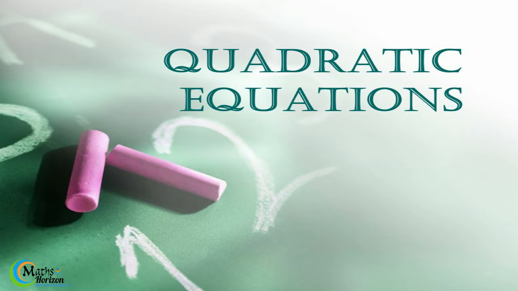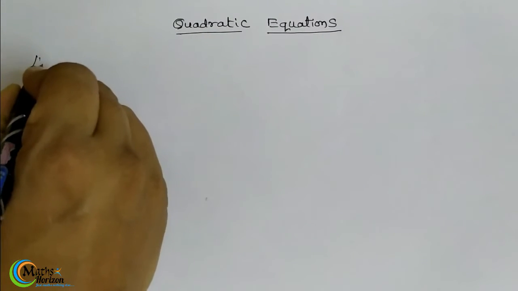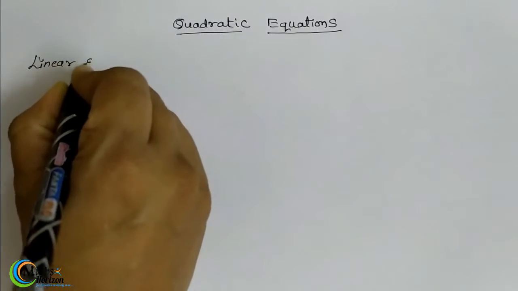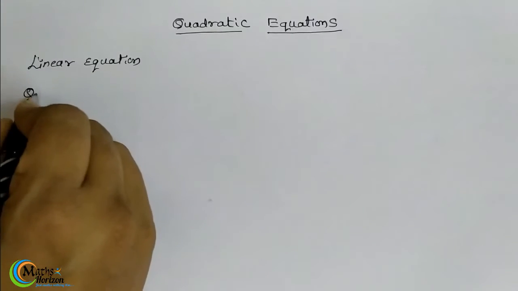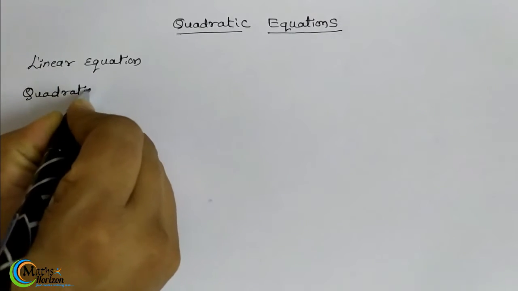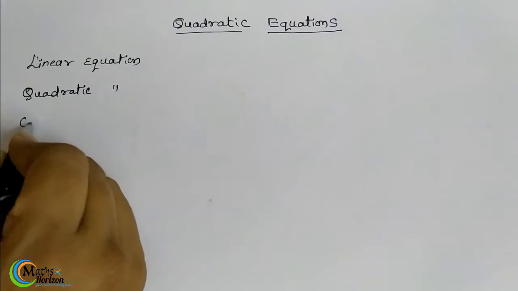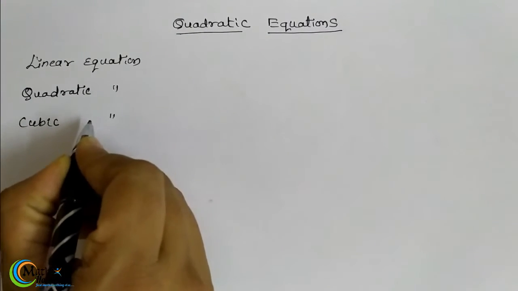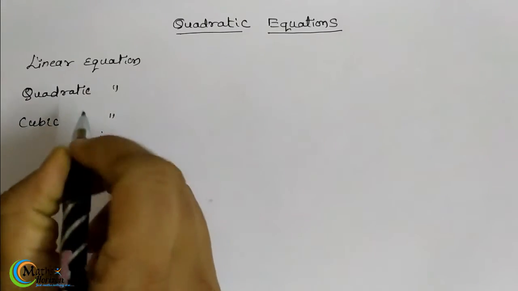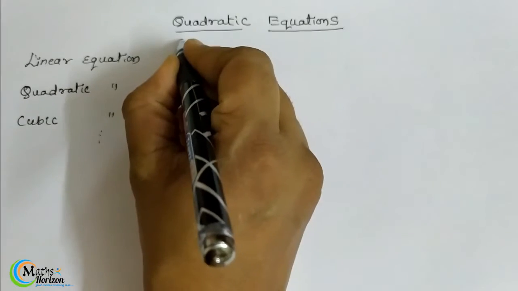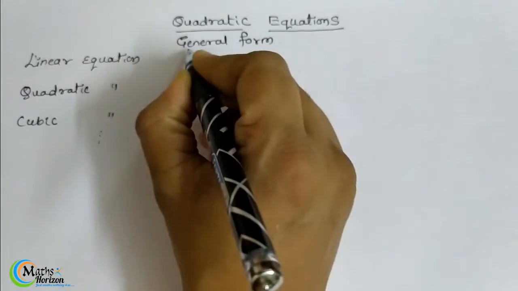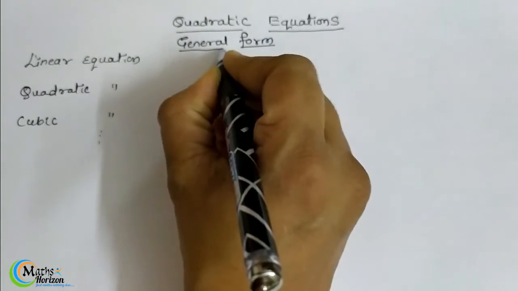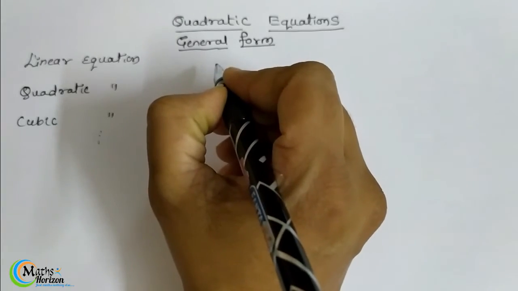We have already studied certain types of equations. Those are nothing but linear equations, then quadratic equations, cubic equations, and so on. So these equations we have learned, and also we have learned about their general forms. General form is nothing but actually in which form the equations are.